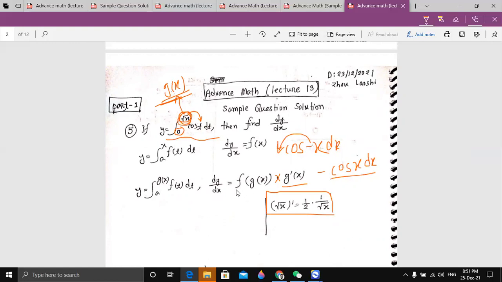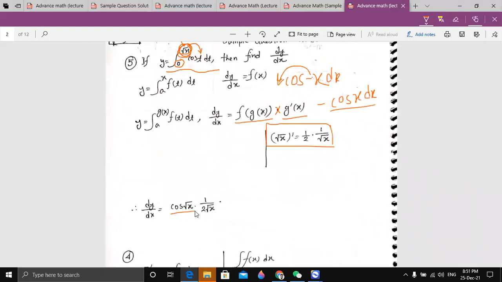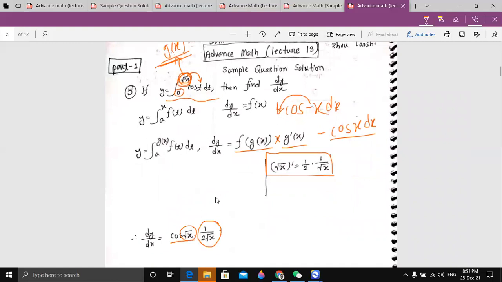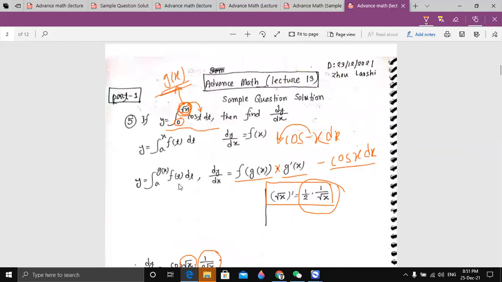So firstly we just plug in the value, and the final answer will be cos root over x. We plug the value here, and then we multiply by the derivative of g of x, right? The derivative of g of x is 1 by 2 into 1 by root over x. Okay, guys, so this way we solve question number 5.